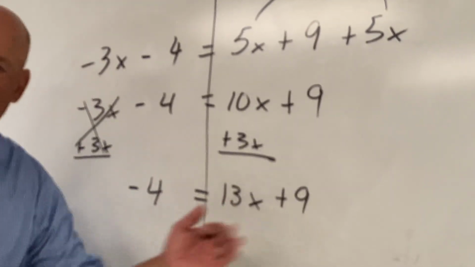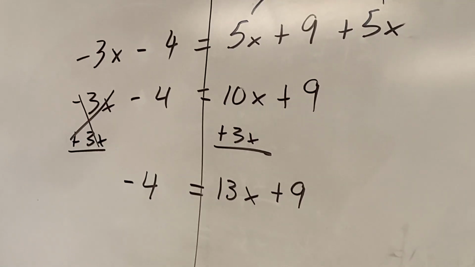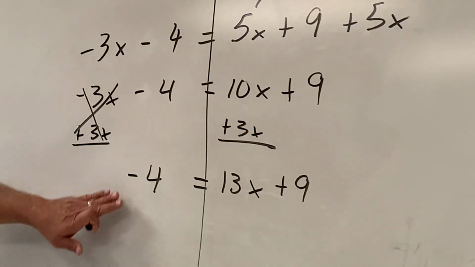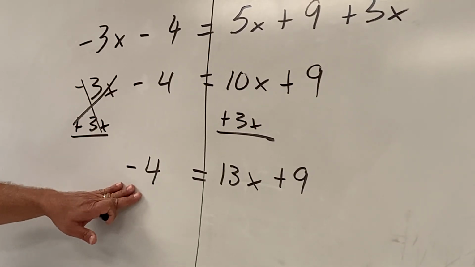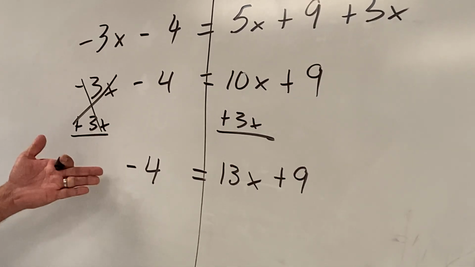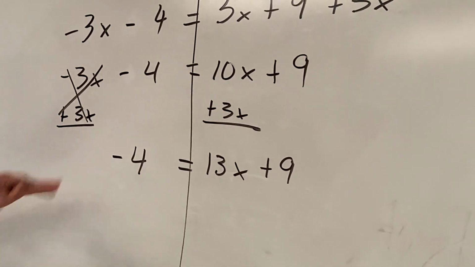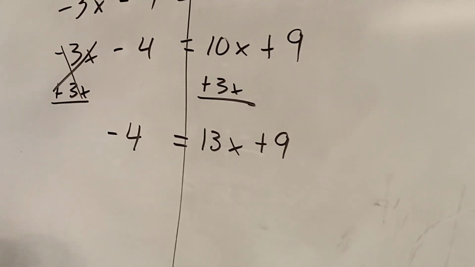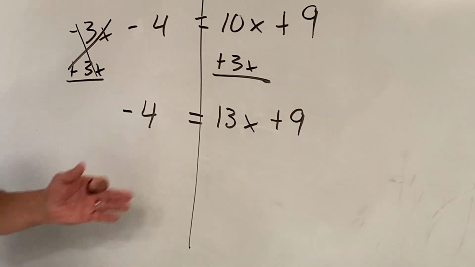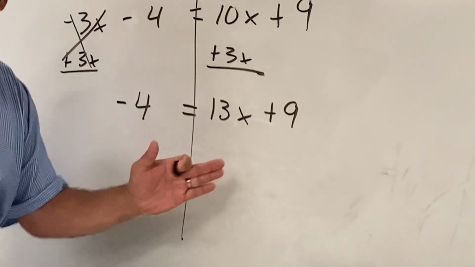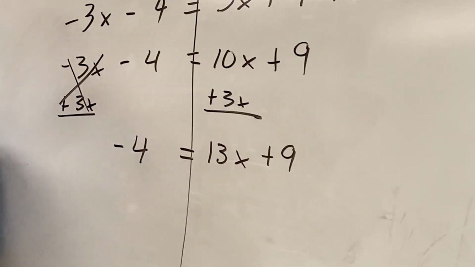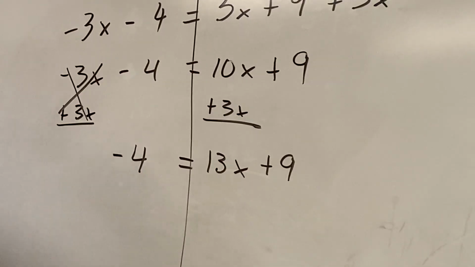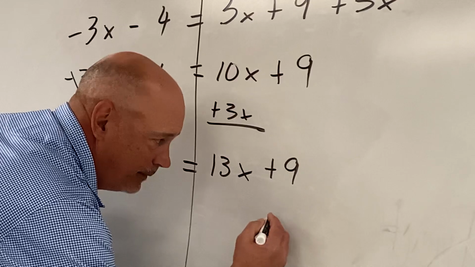Let's go with Jinx. What number would you get rid of first? Hang on. Why are you looking over here? What side is x on? Then don't look over here. Okay, x is over here. Are you with me? So what number over here would you get rid of first? There we go. How would you get rid of plus 9?